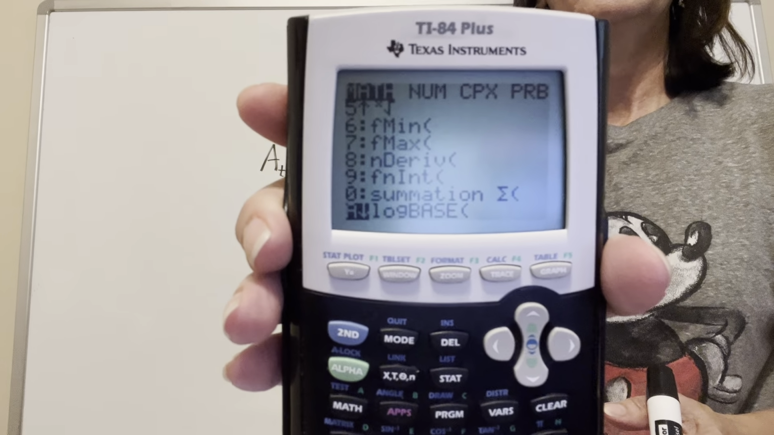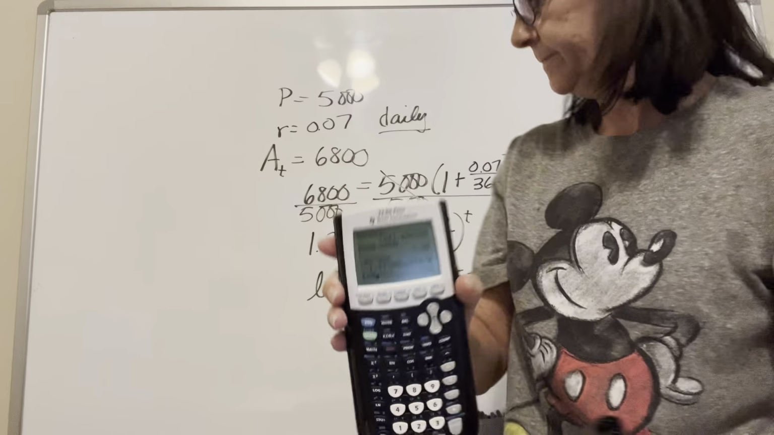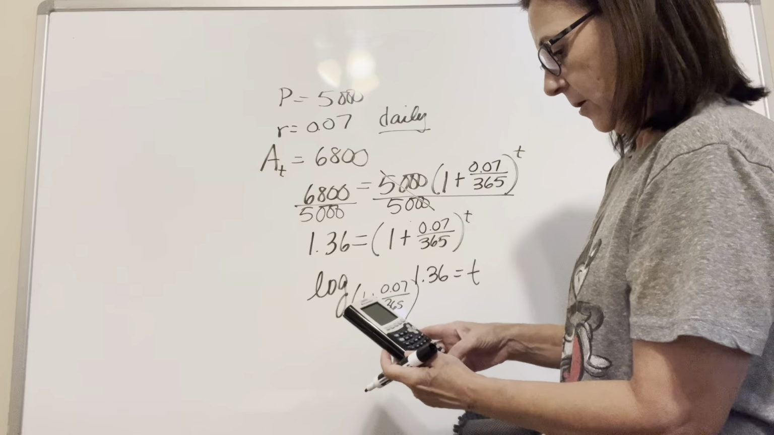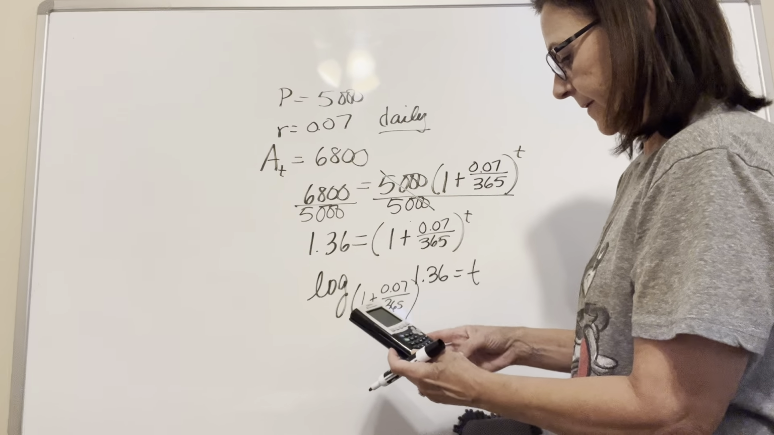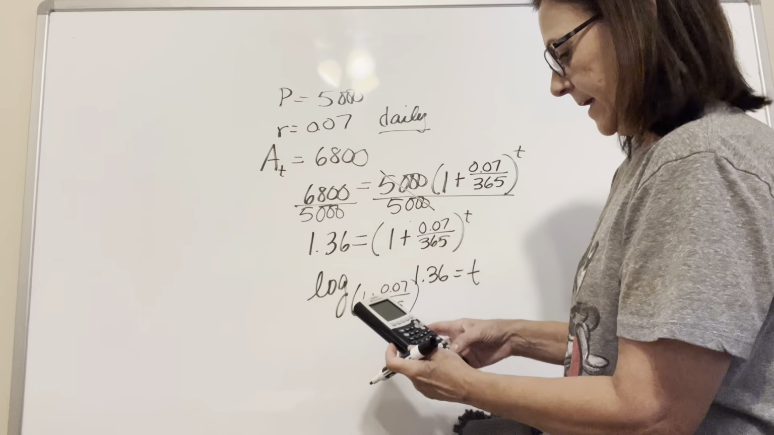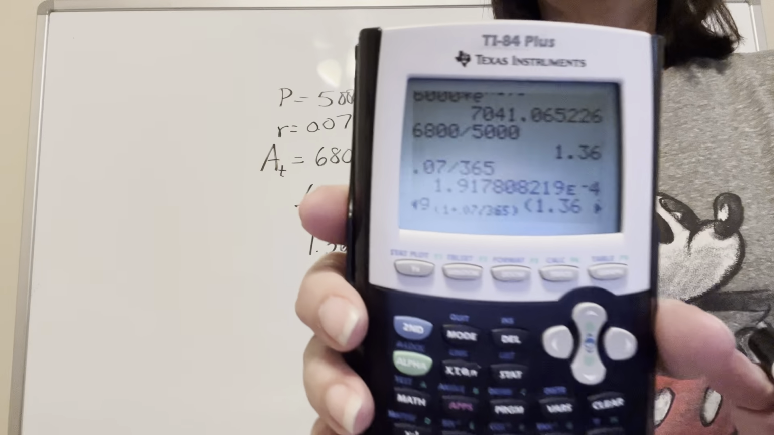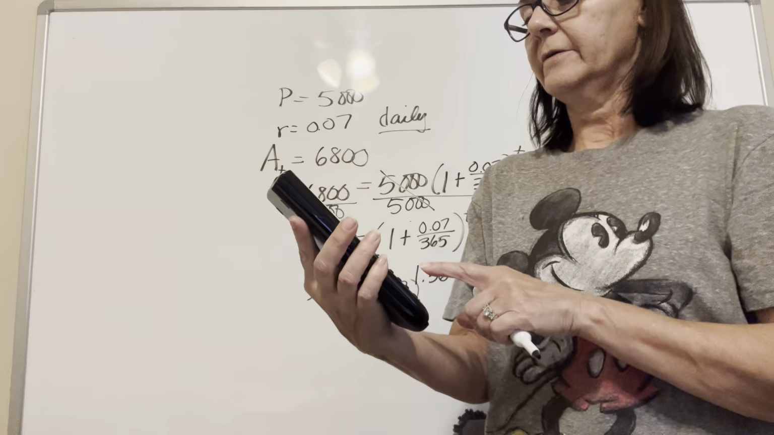Go down to log base, hit enter. All right, it comes up there. This is going to be my base: 1 plus 0.07 divided by 365. And 1.36. Okay, I don't know if you can see that, but I put that in my base. And then I just hit enter.